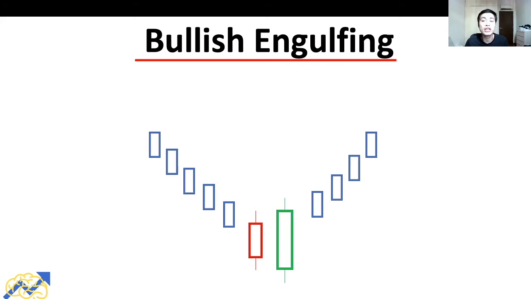And just like the other bullish reversal signals, a bullish engulfing pattern indicates a higher probability that prices will rise after that. So if you are looking to buy a stock, buying a stock after a bullish engulfing pattern has appeared will give you a higher probability of success.